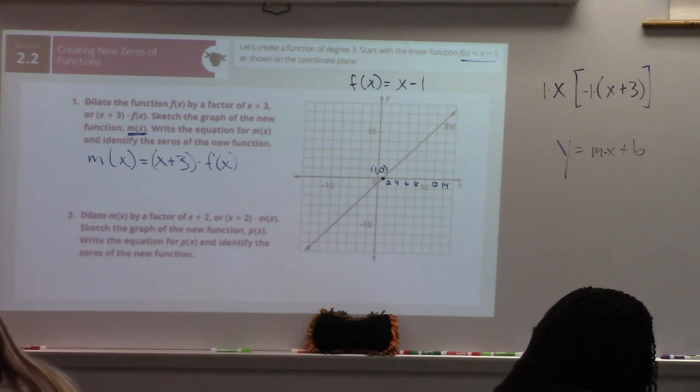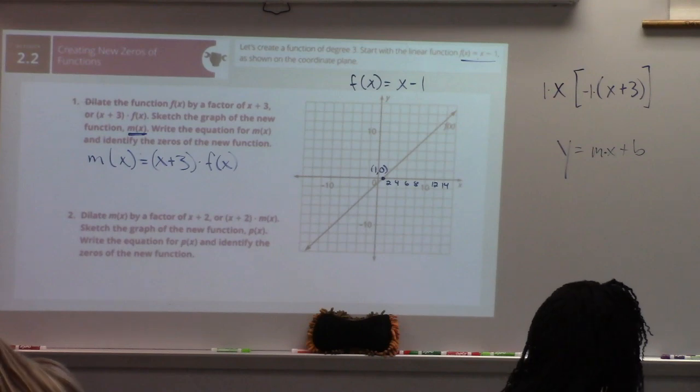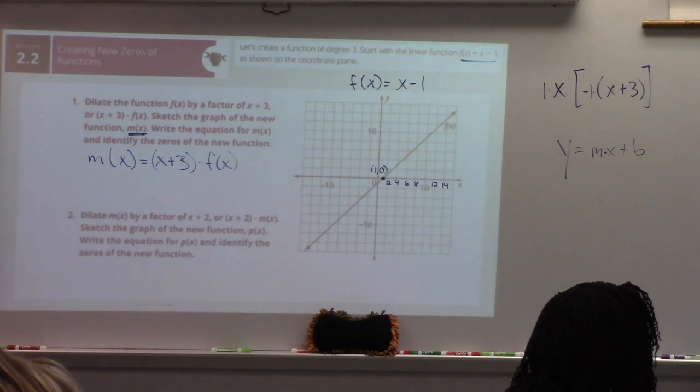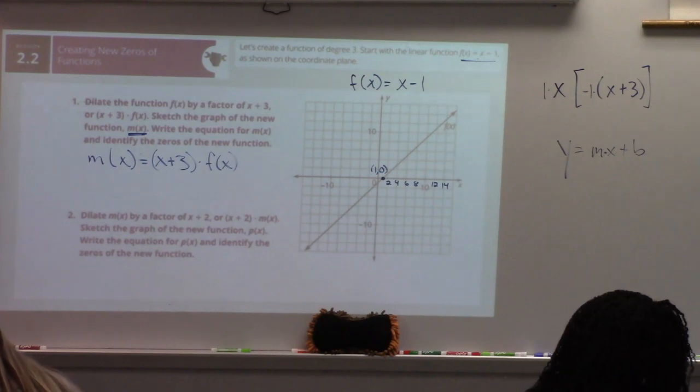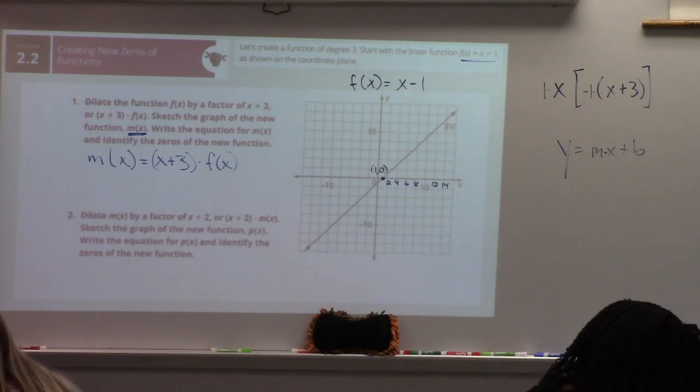Do you just add the 3 on the end? What do y'all think? The equation is m of x equals x plus 3 times f of x. You have to figure out the points for m of x and f of x. You already have f of x, it's that graph right there, right?